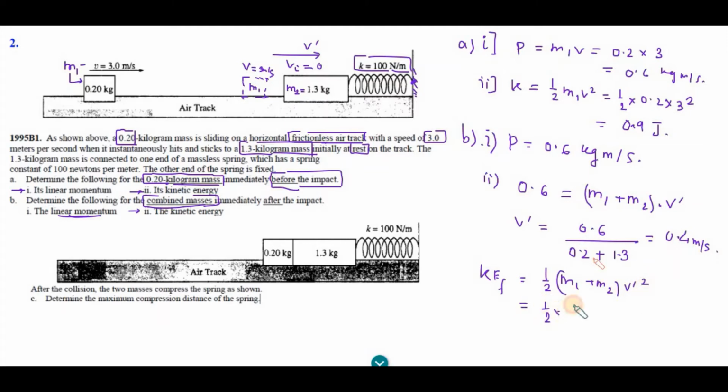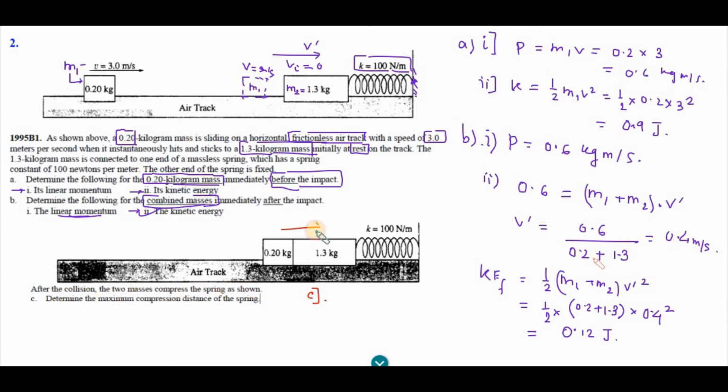From there we are getting half into combined masses, which you have already got, that is 0.2 plus 1.3, and the v prime is 0.4, squared. So we have got 0.12 joules, right? So in the third part, it's given that after the collision, the two masses compress the spring.